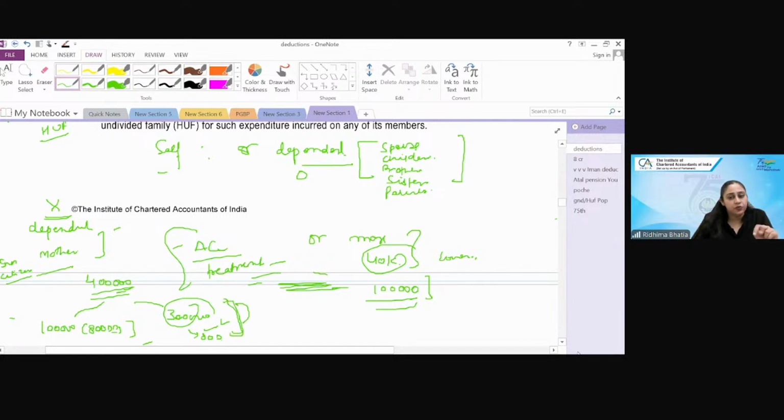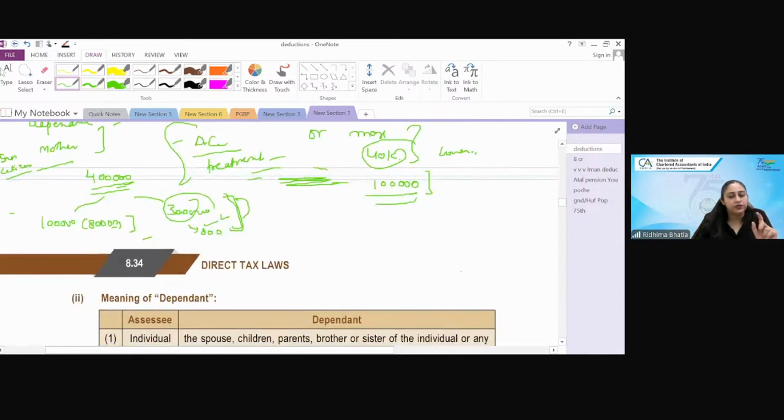But suppose if in general case 2 we take where a person is medically treating his mother dependent on him, the kharcha has happened of 4 lakhs, but insurance se recovery ho gaya of 3 lakhs or say 3,50,000. Then what would be the actual expenditure?